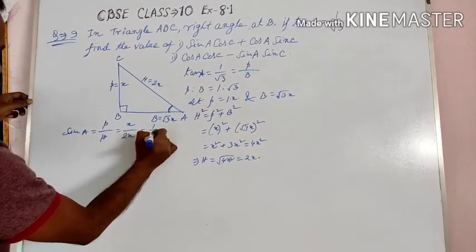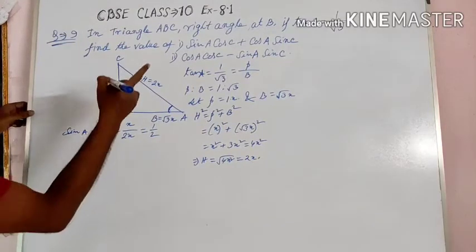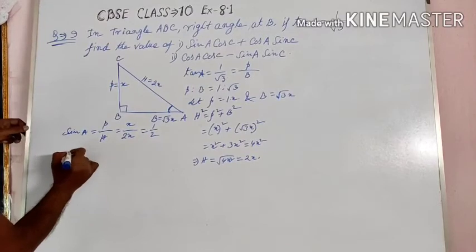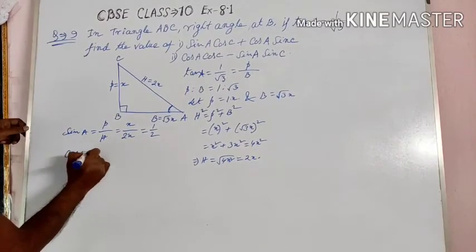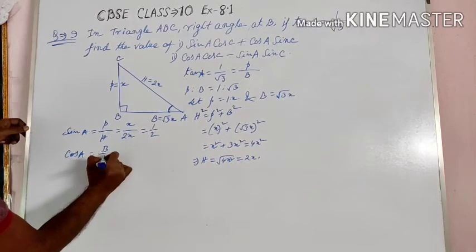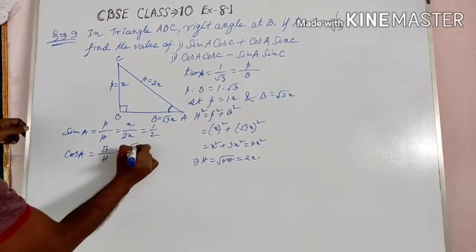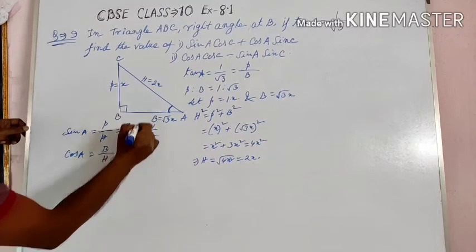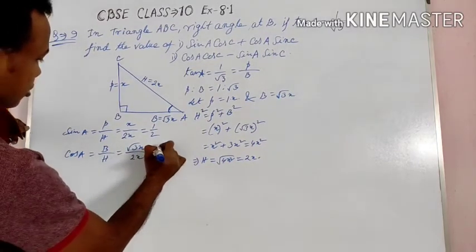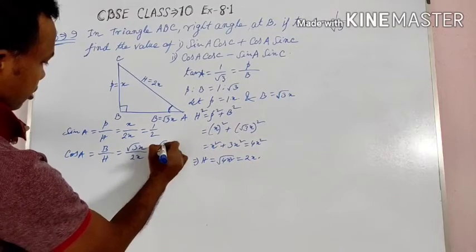That is half. Similarly, cos A is equal to base by hypotenuse. What is the value of base? Root 3x by hypotenuse 2x. X cancels out, that is root 3 by 2.